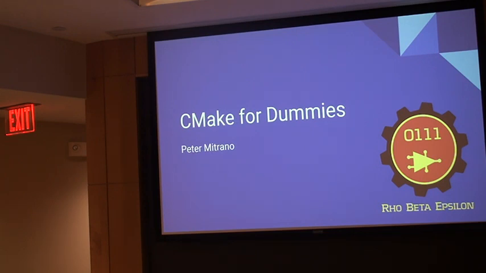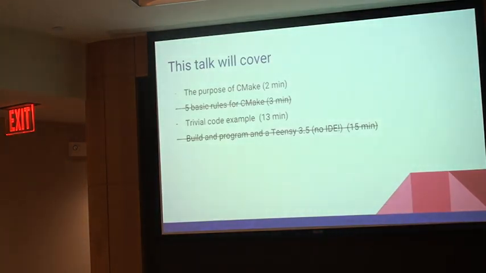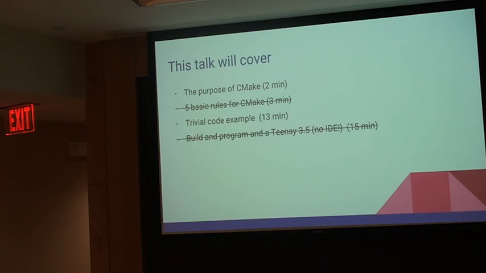We're gonna talk about CMake. Everyone here knows about Rho Beta, so I don't need to do the Rho Beta spiel, but this is for Rho Beta, yay! I'm adapting this from another thing, so we're not gonna do all the things on here, but we'll do a brief overview of the point of CMake, why it exists, and the basic facts about it. Then we'll spend almost all the rest of the time on a code example, looking at some real CMake and writing some real CMake. All right, let's just dive in.